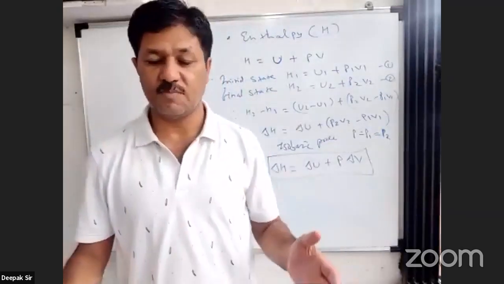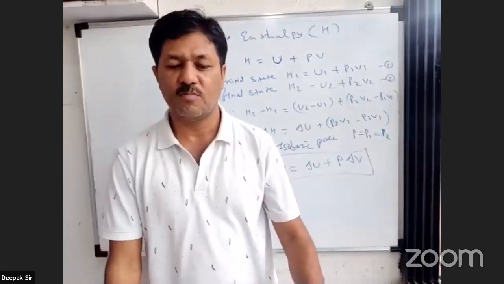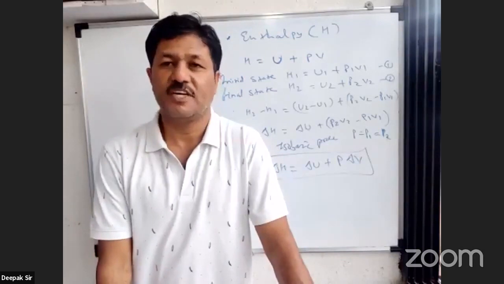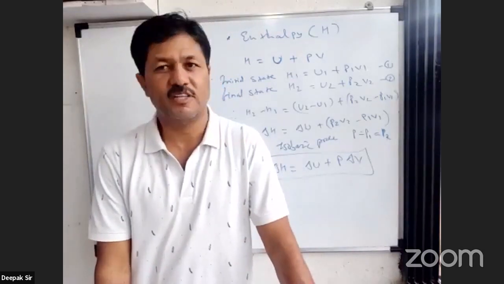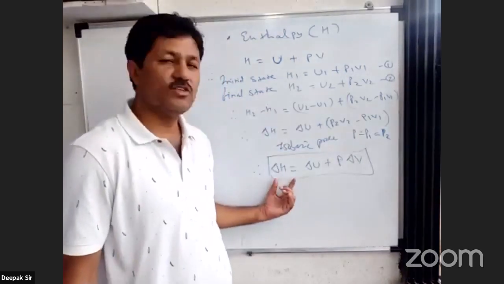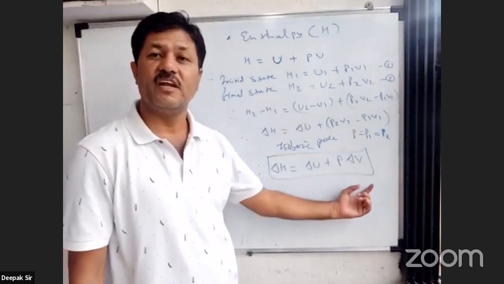So this is what we have done. Two things come in enthalpy. Number one, that is the definition of enthalpy. And number two, that is what we can call the mathematical derivation of enthalpy. So what is the mathematical derivation? Delta H is equal to delta U plus P delta V.